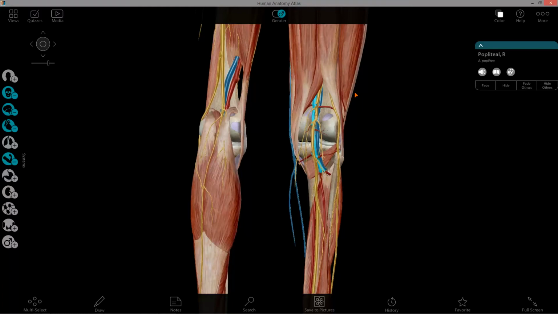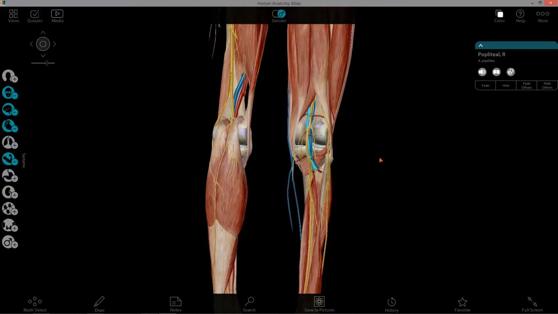Okay? This area of the body is going to be covered in more depth in the next lab, or the next video. So if you didn't catch all of that, that's fine.